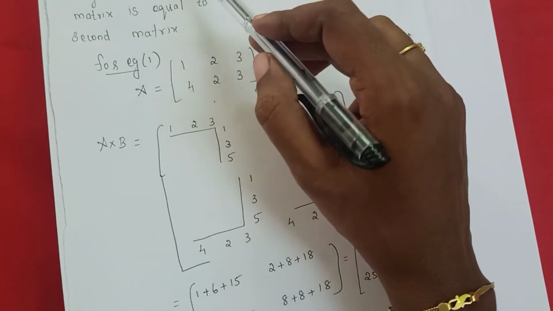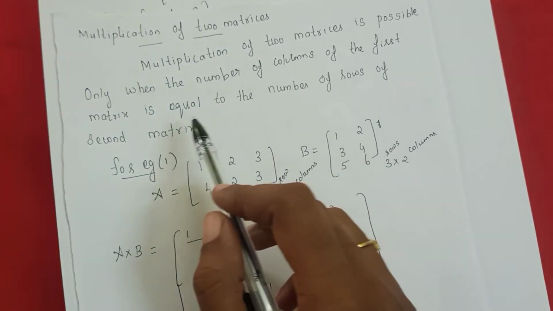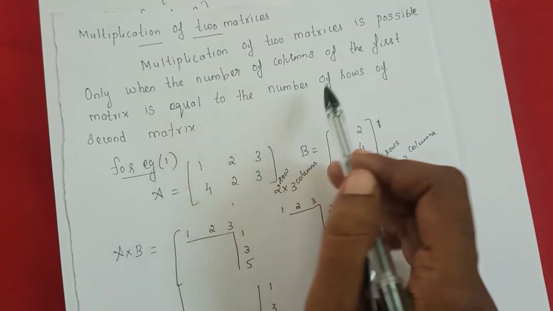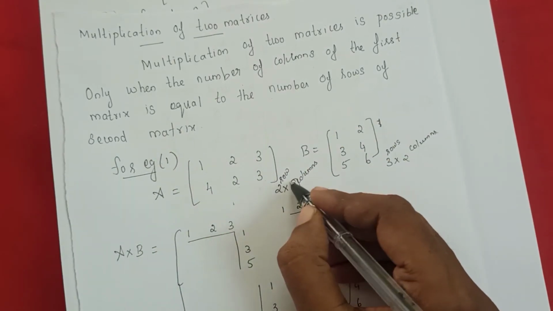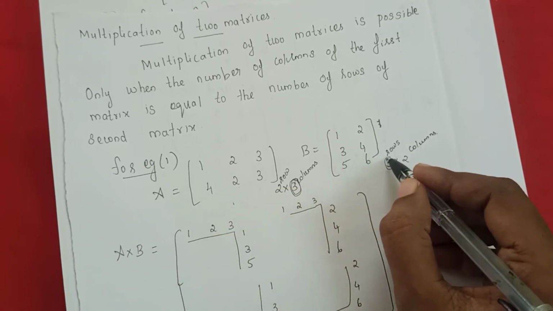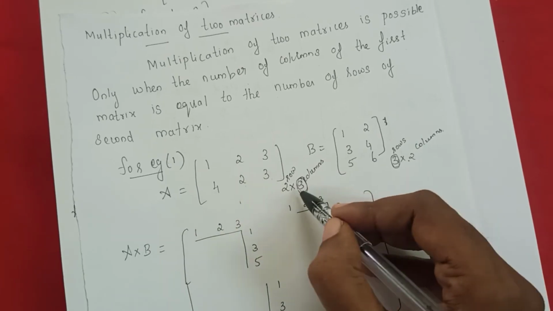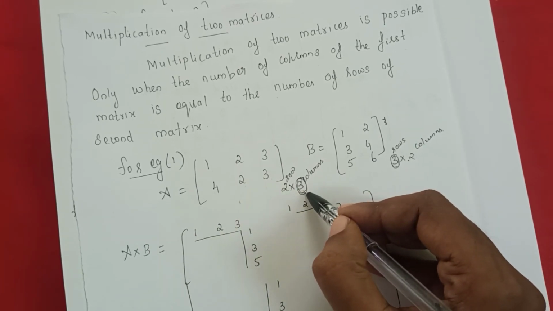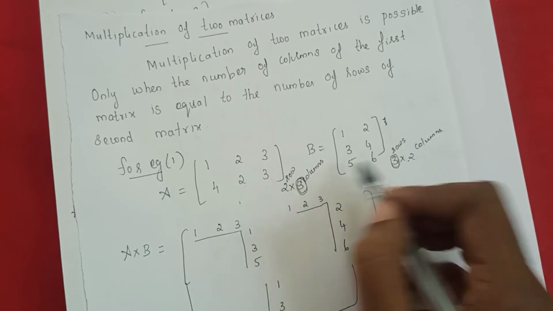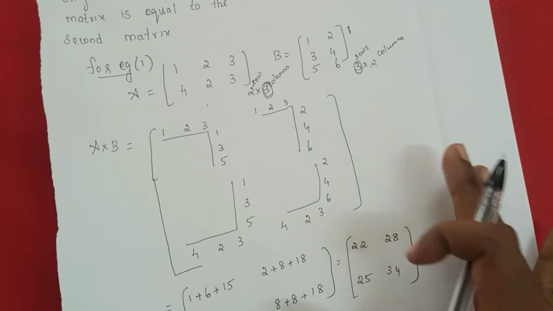Now check it with the condition: multiplication of two matrices is possible only when the number of columns of the first matrix is equal to that. So here this is 3. Yes, number of columns is equal to 3. Number of rows here is equal to 3. Whether both are equal? Yes. So keep it in mind. The number of columns in the first matrix must be equal to the number of rows in the second matrix. Then only we can find the product. Otherwise we can't find the product.